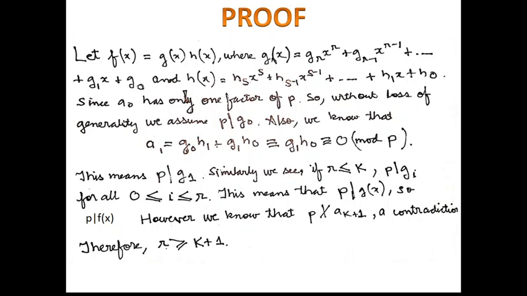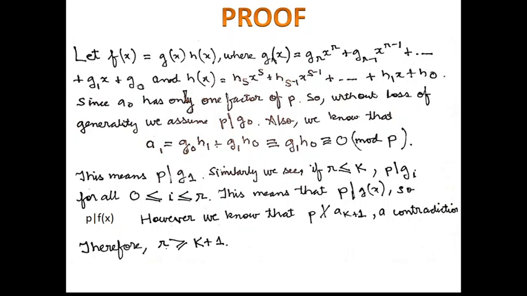This assumption does not violate anything, we can generalize it. So p divides g naught and p does not divide h naught, or in other words, g naught is equal to plus or minus p and h naught is equal to plus or minus 1. So now what is a1? Now p divides a1.